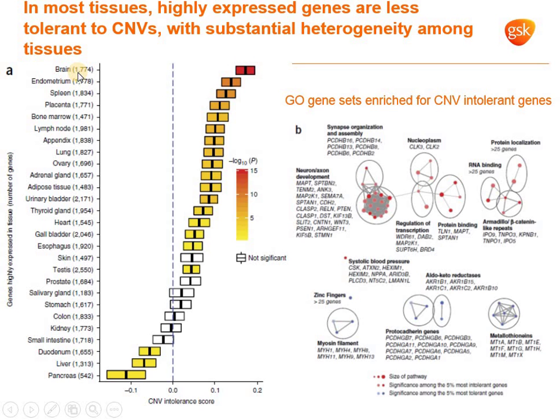they have estimated the enrichment of intolerant genes that are highly expressed in each of these tissues. And for 17 of these tissues, you're estimating that the highly expressed genes are more likely to be intolerant to copy number variants. You only have a few different tissues where you're estimating that there's going to be an excess or an enrichment of copy number tolerant genes being highly expressed in those tissues.